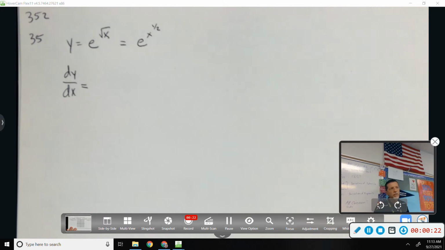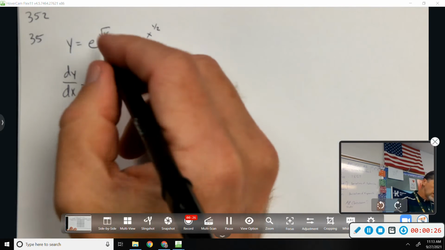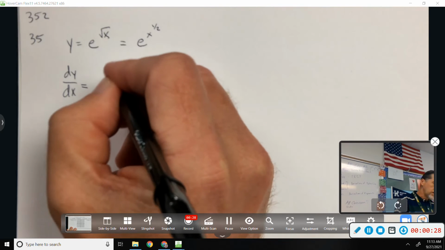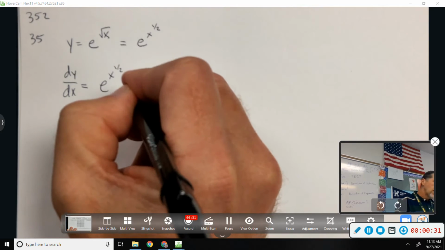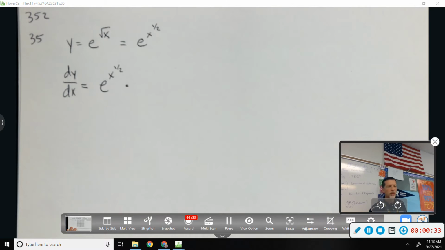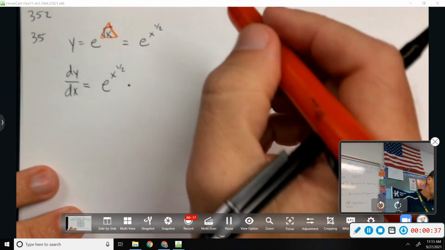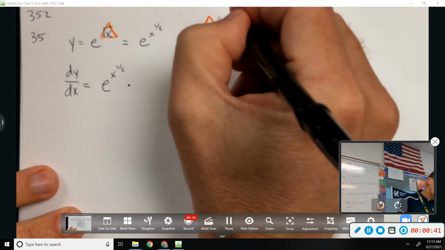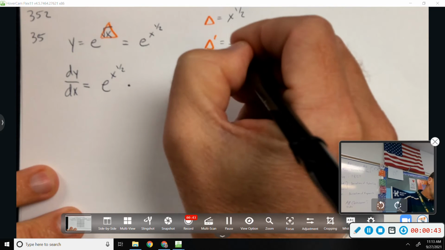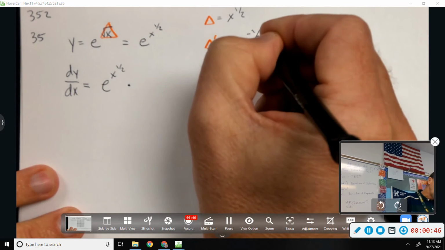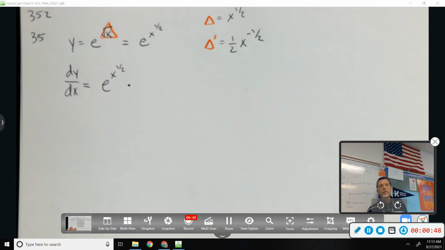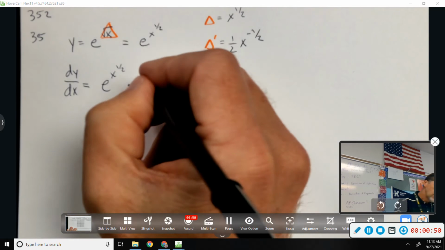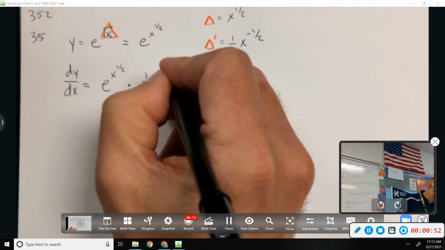So the derivative of y with respect to x, dy dx, would be e to the x to the 1/2, chain rule, times the derivative of x to the 1/2. And again, if you need to come out to the side and figure out what those are, there's nothing wrong with that. The derivative of x to the 1/2 is 1/2 x to the negative 1/2.